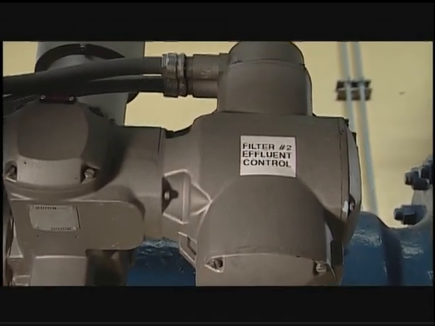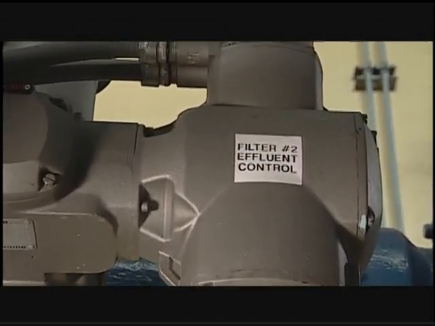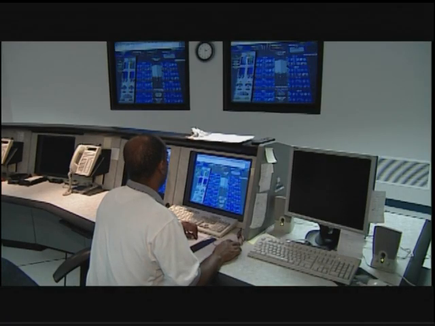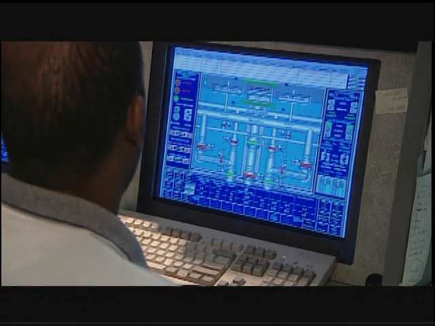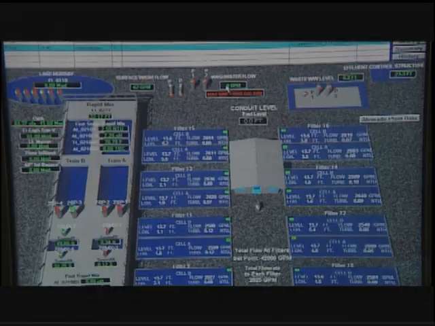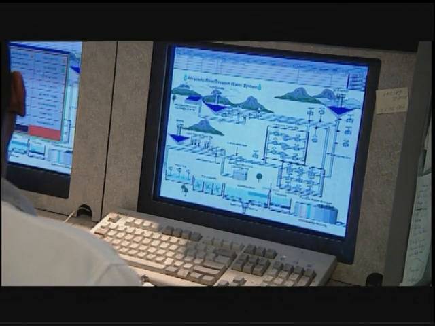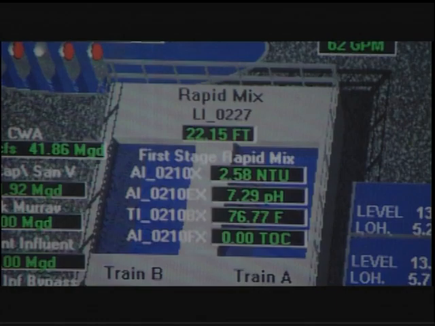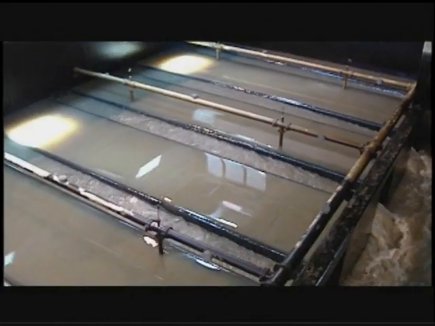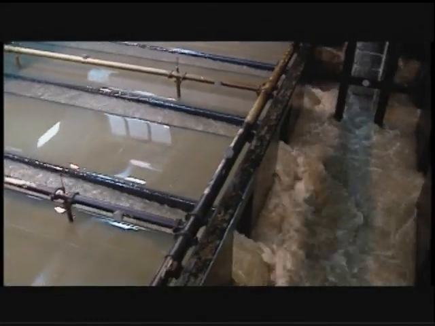Particle counters are most useful on the effluent of a filter. One can generally see the breakthrough of small particles before one can see breakthrough of turbidity. So often an operator will watch a trend of particle counts along with a trend of turbidity. Often one can see a rise in particle counts before a rise in turbidity, and then an operator knows that the filter probably has to be backwashed.